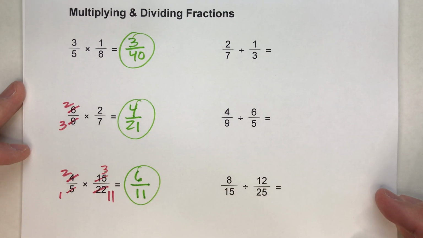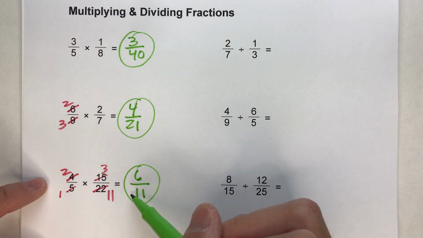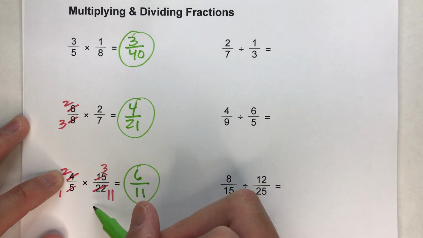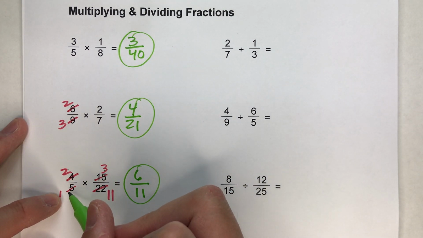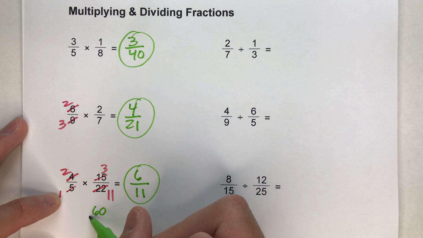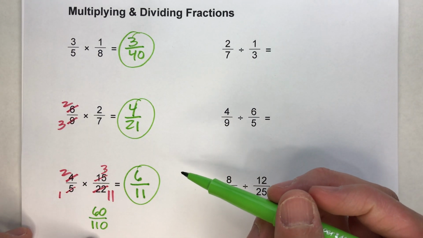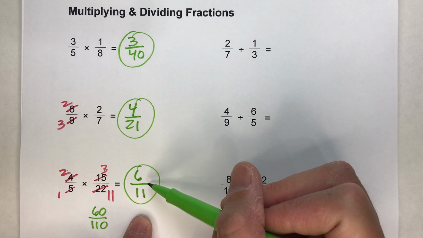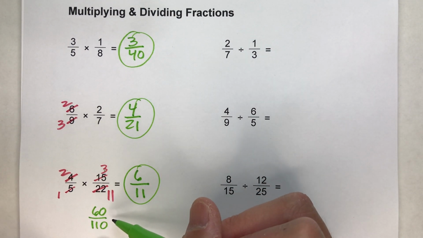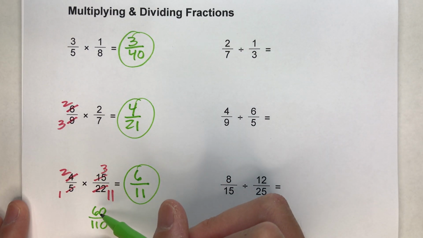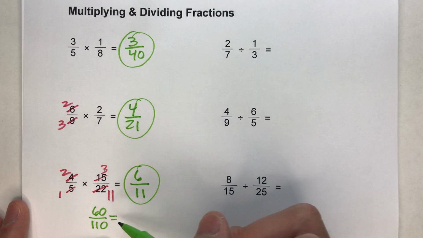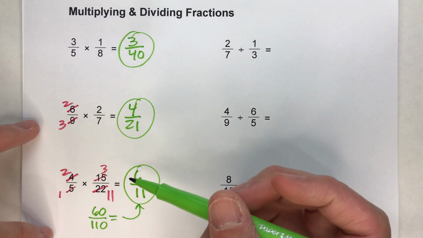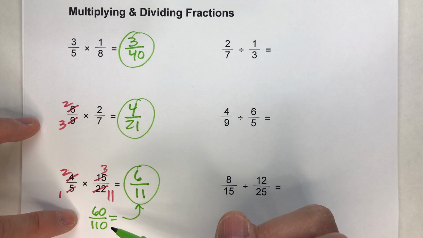All right? Now notice, if I hadn't reduced it before I multiplied it, if I had just done 4 times 15, I'd have 60. And if I had multiplied the bottom, 5 times 22, I would have had 110. Now notice, this is the exact same value as the other fraction I have. I just would have had to reduce this. And you can see that 10 goes in the top and bottom, so this would simplify to just 6/11. But a lot of times, these numbers are so big that it's really hard to reduce them.